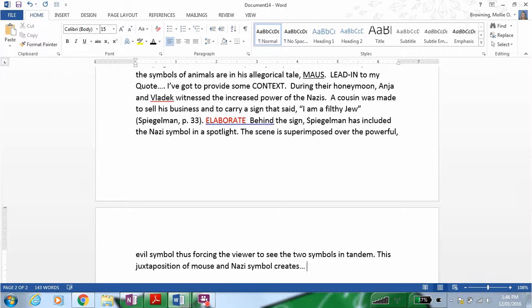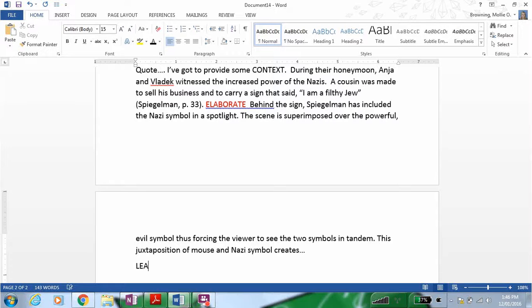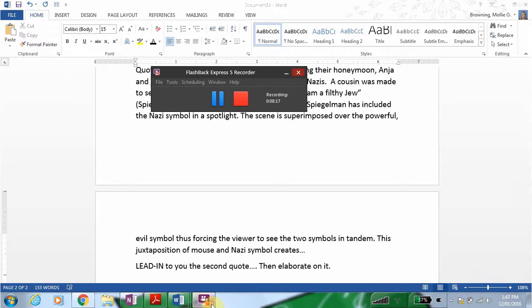Why? Why was it a big deal that these two were juxtaposed? What kind of effect did that have? And then the next thing, lead in to this next quote. Then elaborate on it. And then you're done.